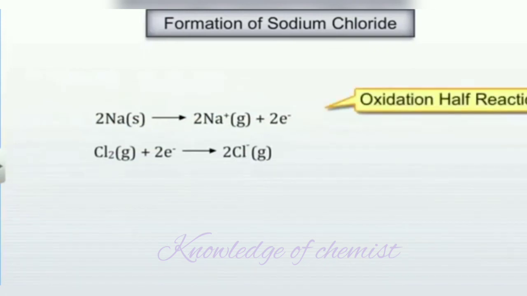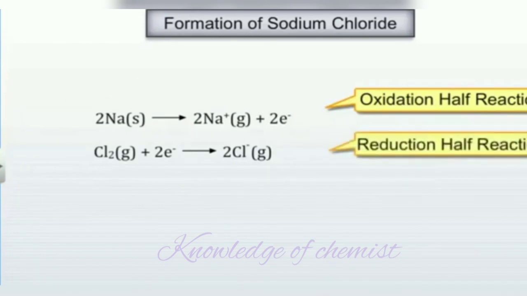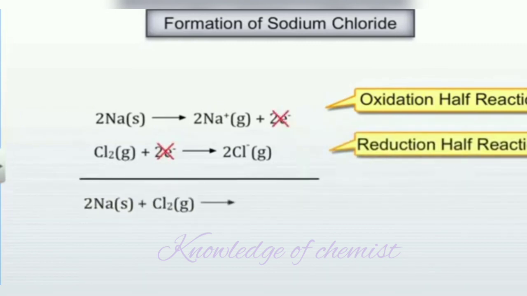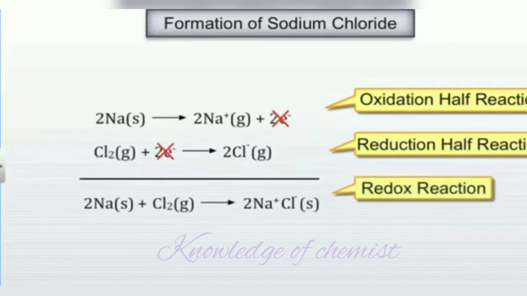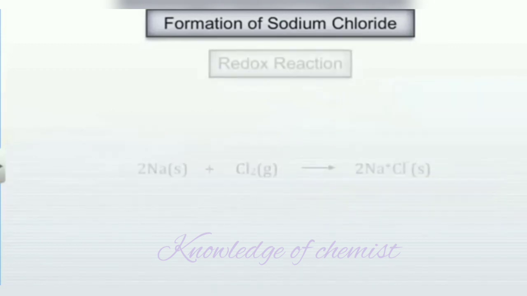The part of the reaction that involves loss of electrons is called the oxidation half reaction, while the part that involves the gain of electrons is called the reduction half reaction. The sum of the half reactions gives us the complete redox reaction.